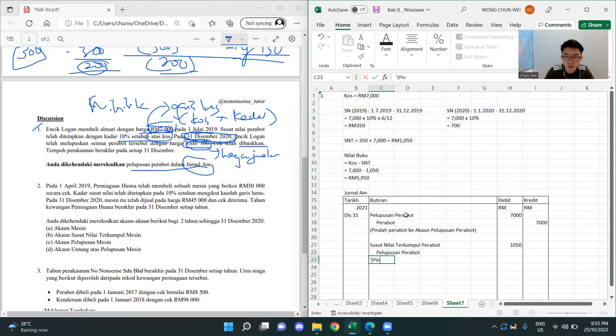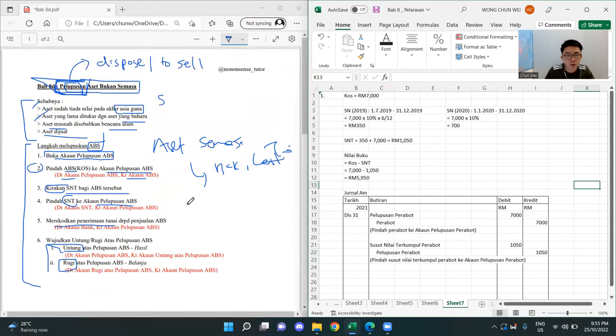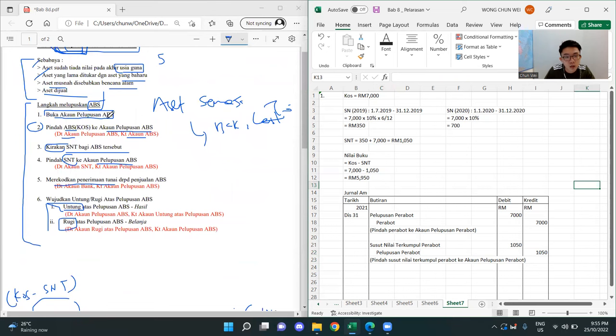So here, same thing. You pindah susut nilai terkumpul perabot ke akaun pelupusan perabot. So debit 1050, credit 1050. So when you look, see, buka account. So this is when you're doing your ledger lah, right?